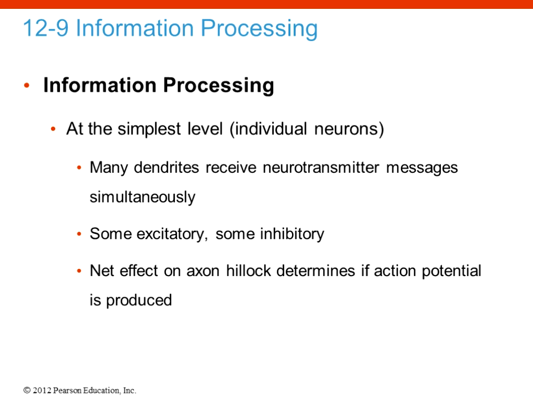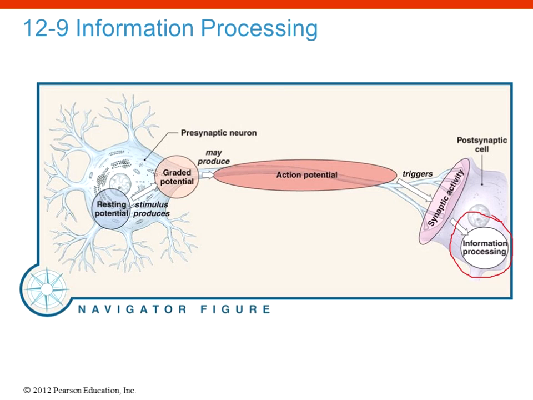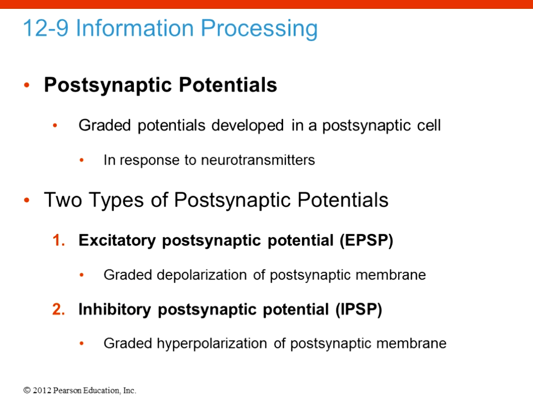But not everything is excitatory. Sometimes you can have an inhibitory effect as well. And so that's what we want to look at here in information processing, okay? Once the impulse is generated in the postsynaptic cell, you have what are called postsynaptic potentials, right? And postsynaptic potentials can either be excitatory or inhibitory. An excitatory postsynaptic potential is one that's going to cause a depolarization of the target. An inhibitory postsynaptic potential is going to cause a hyperpolarization, right?